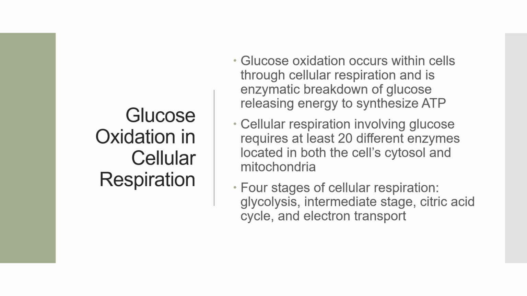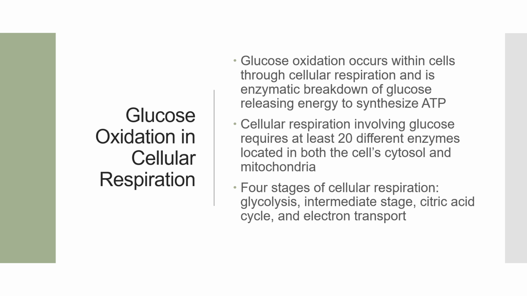Glucose oxidation is the enzymatic breakdown of glucose within cells. It releases energy to synthesize ATP. It involves at least 20 different enzymes. The enzymes are located in both the cell's cytosol and mitochondria. Cytosol is a semi-fluid content of the cell, and the mitochondria are small organelles within the cell.